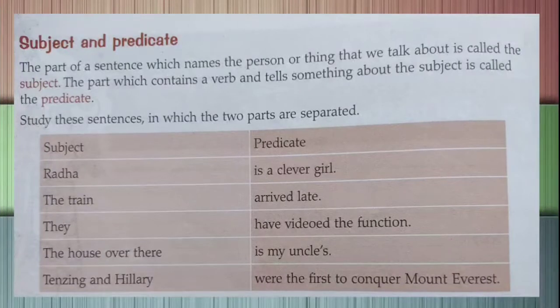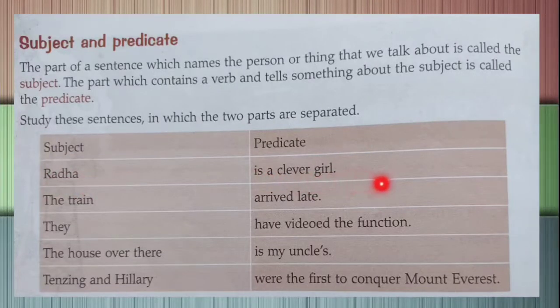Once again I say, students, what is subject? Subject means a noun or pronoun which tells us what the sentence is about. And predicate is the part of a sentence which gives us more information about the subject. Clear, students? Now look at these tables so you can easily identify. Study these sentences in which the two parts are separated. Which two parts are separated? Subject and predicate.